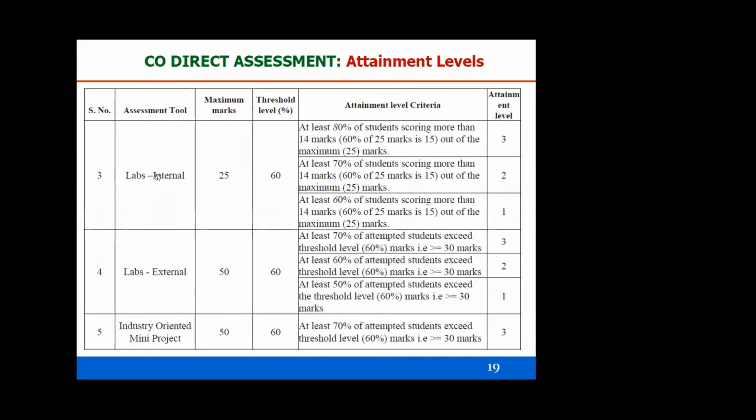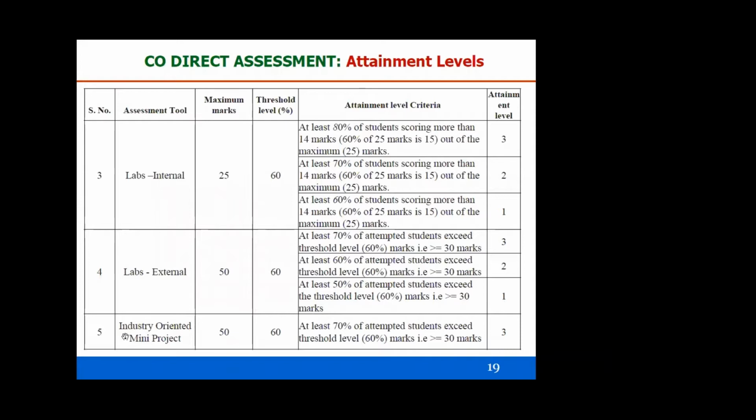Similarly for lab also, lab internal. Based on your evaluation distribution and your rubrics, we have listed all the components for internal lab and how many marks are there. So for internal you can give some higher values, suppose a minimum of 60%, 70%, 80%. Then in lab external, more students may get higher marks compared to a theory external. So like that, here also you have to fix some external marks attainment levels.